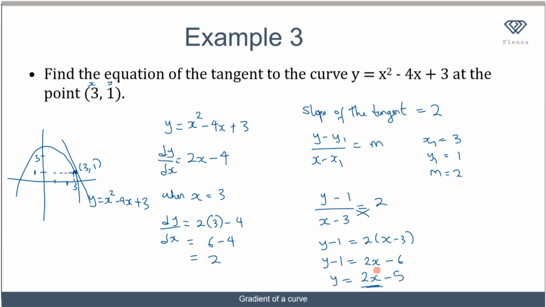So the equation of the tangent at this particular point is given as y is equal to 2x minus 5. So this explains how we can use differentiation to calculate the equation of a tangent to a curve. That pretty much sums up the idea of this form of application. So let's move on to another application of differentiation.